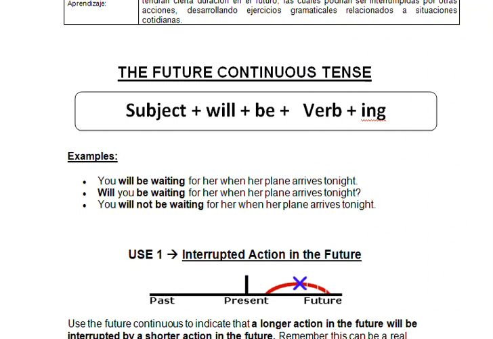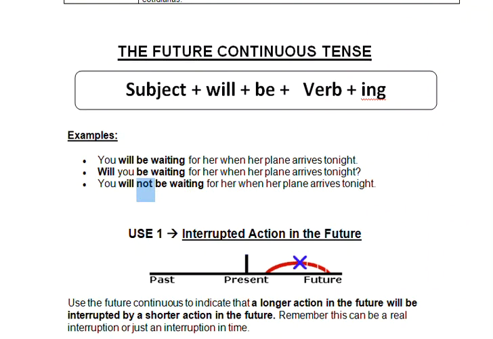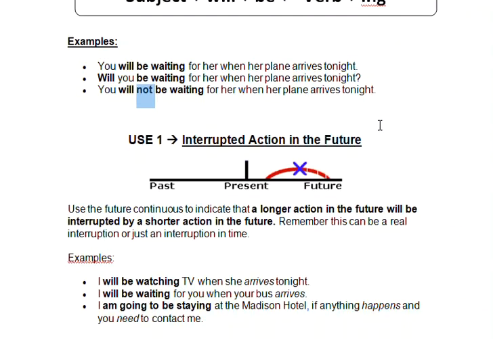Okay? So, let's continue. The future continuous tense has some uses we're going to check right now. Some of these uses we also checked when we were together in class, but here we're going to check them in detail. The use number one of the future continuous tense is an interrupted action in the future. Okay, here you have a drawing. We're going to talk about something that's happening in the future.